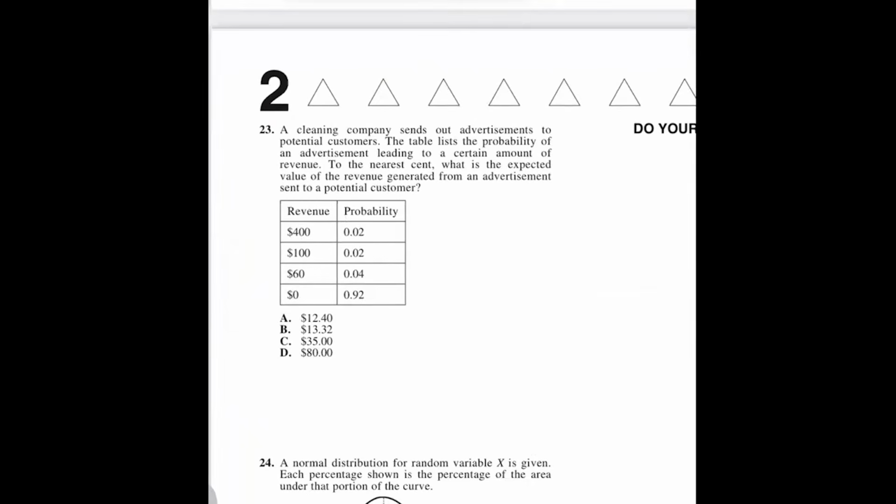So on number 23, a cleaning company sends out advertisements to the potential customers. The table lists the probability of an advertising link to a certain amount of revenue to the nearest cent. What is the expected value of the revenue generated from an advertisement sent to the potential customer? So this is a lot of probability here, and you've got to do a little bit of averaging. So pretty much, you can make this a probability of 100.